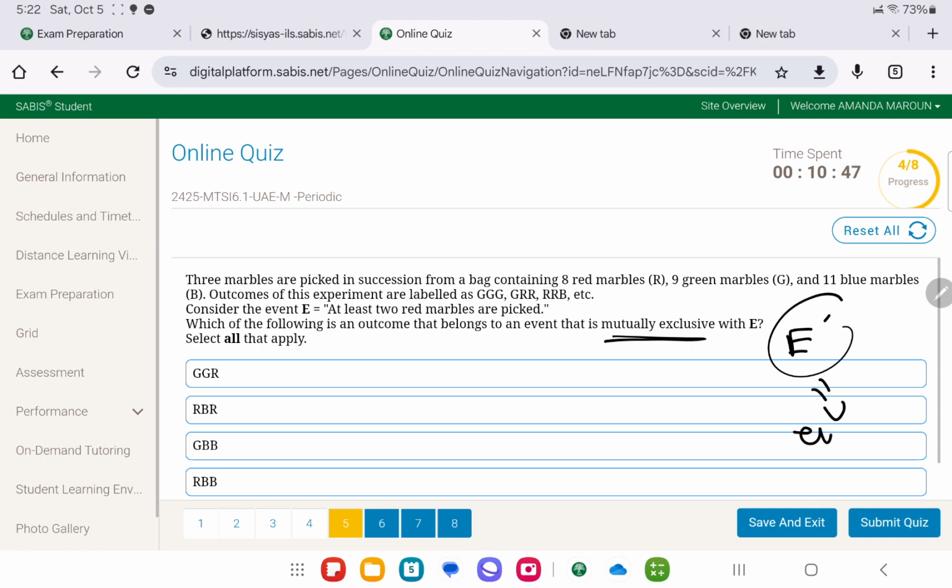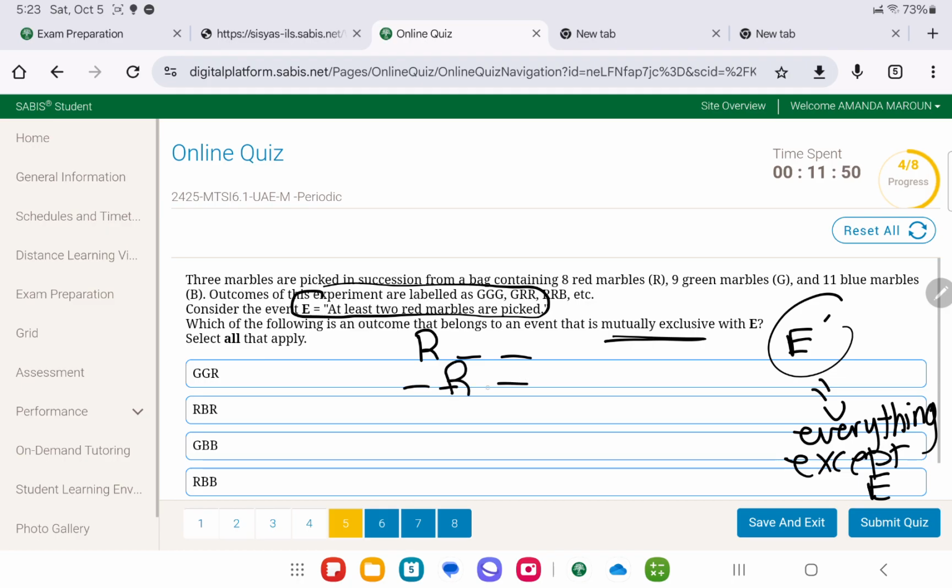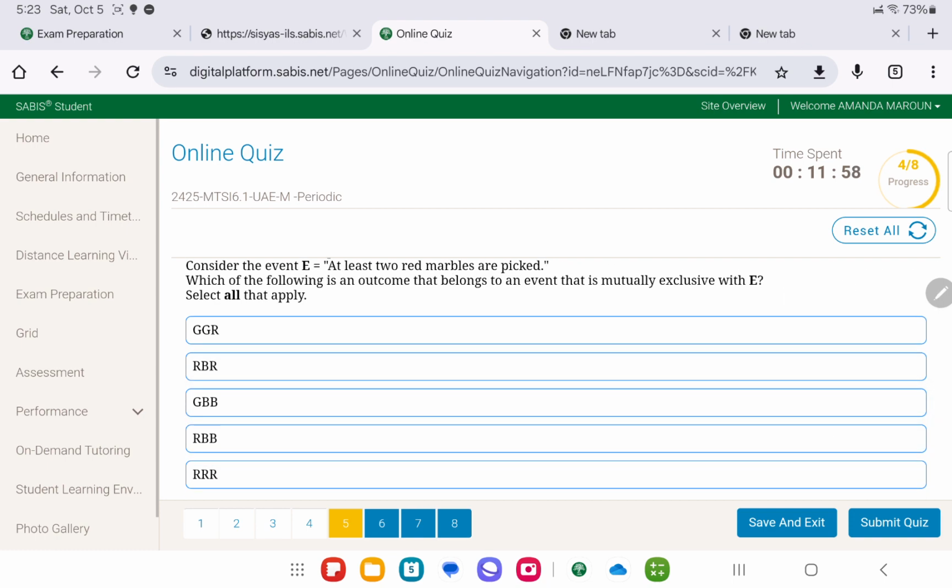That means everything except E. So when we're choosing everything except E, E means at least 2 red marbles are picked. That means we need to choose everything except at least 2 red marbles picked. That means the maximum number of red we can have is 1. So it can be red something something, or something red something, or something something red, or something without red. Alright, so which of the following is an outcome that belongs to this mutually exclusive event?